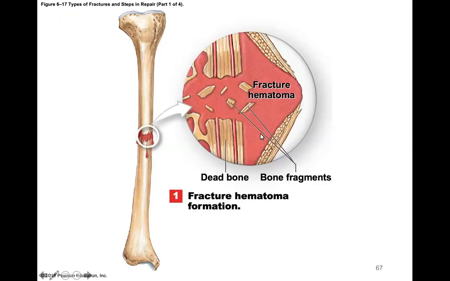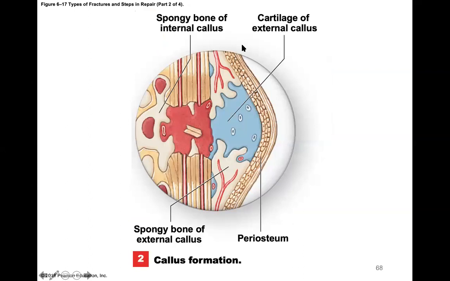So here we have our fracture hematoma first, and this is mainly formed because you just broke a lot of blood vessels. Then you develop this callus. Again, the purpose of this callus is really to help support that area that has been broken. Okay.